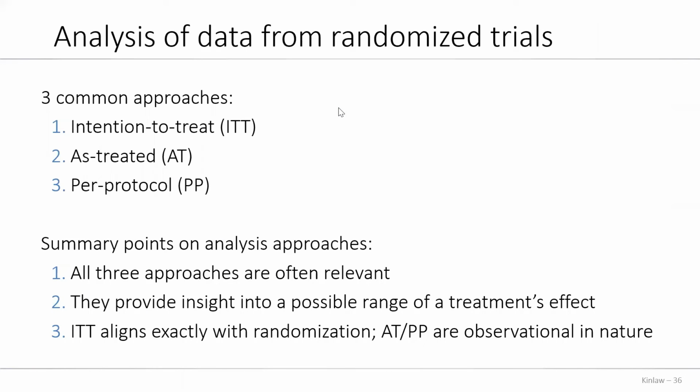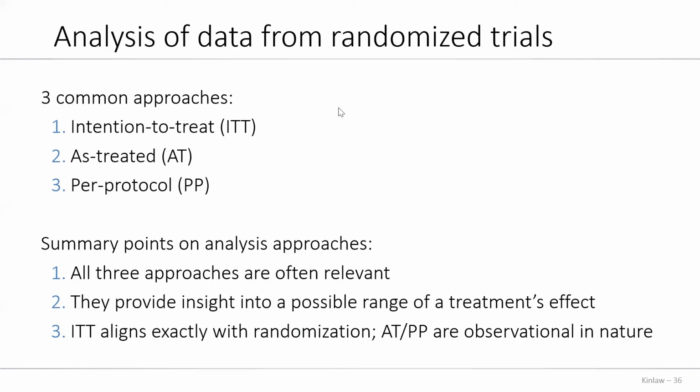Talking through these 3 analytic approaches, we've gotten a taste of what these are and what they do and don't ask. So to summarize the key points about these 3, it's important to know, first of all, that all 3 of these approaches are often relevant. They complement each other, and they help us understand different aspects of a potential intervention impact. The second big take-home point is that the reason they're so useful is because each of these estimates helps us understand the bounds of the potential impact of an intervention.